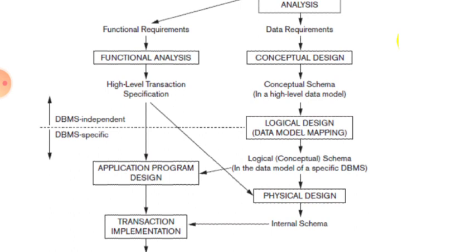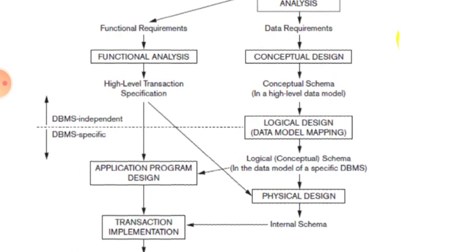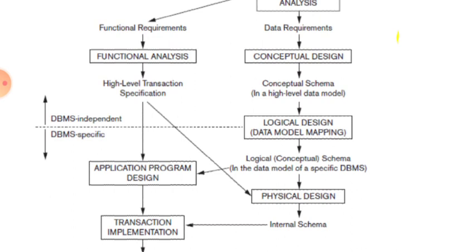Now looking towards the left, you find first the functional requirement. Then after understanding the functional requirement or functional area, you can go for functional analysis. What do you mean by function? Accounting is a function, marketing is a function, production is a function. Any process that we carry out is called a function. Then you can carry out high level transaction specification. After carrying out functional analysis, you can carry out high level functional specifications.